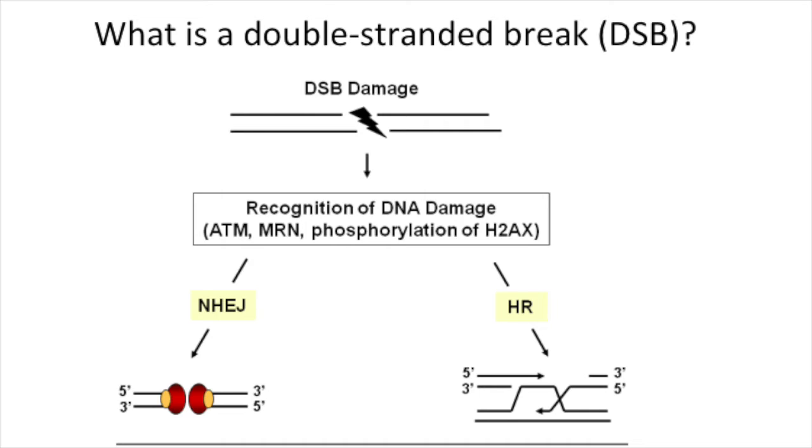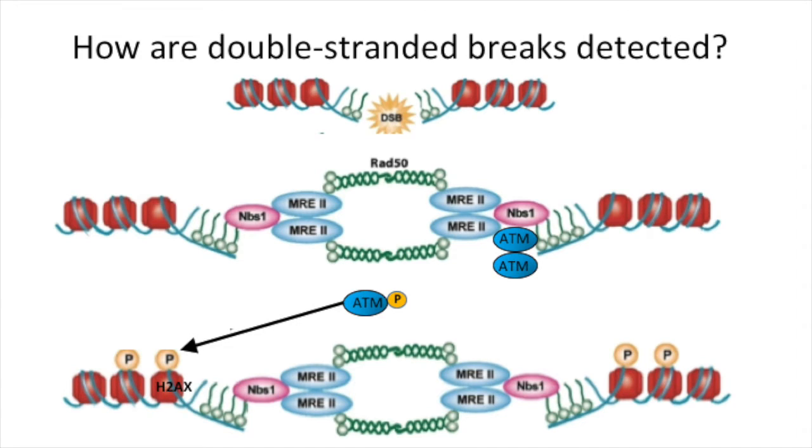So the cell has adapted repair pathways to resolve DNA damage, two of which are non-homologous end joining, also known as NHEJ, and homology-directed repair, also known as HDR. So first, how does the cell detect double-stranded breaks?